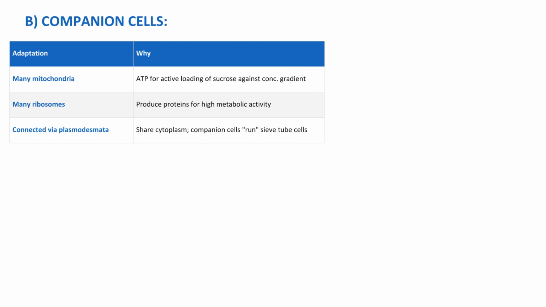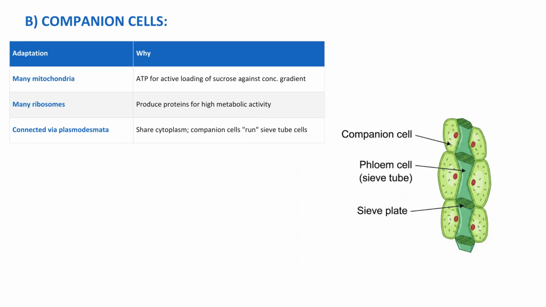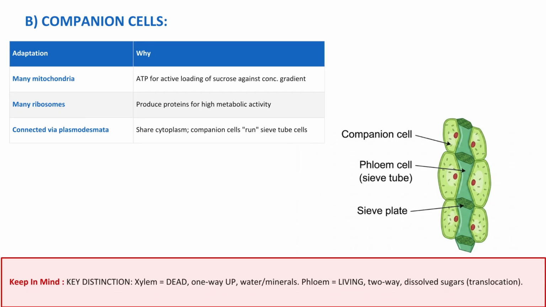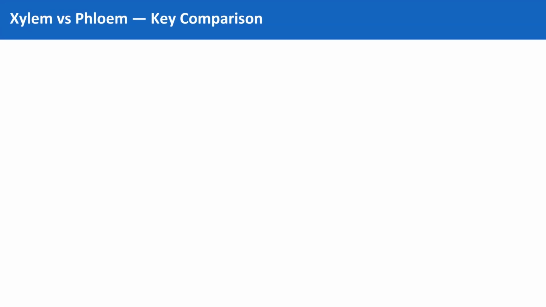Now companion cells contain many mitochondria providing ATP for active loading of sucrose against the concentration gradient. They also have many ribosomes producing proteins for high metabolic activity, and they are connected to the sieve tube elements by plasmodesmata, which means that they share cytoplasm. Companion cells effectively run the sieve tube cells. One thing you have to keep in mind is that xylem is dead, one-way upward, transporting water and minerals, and phloem is living, two-way, transporting dissolved sugars.